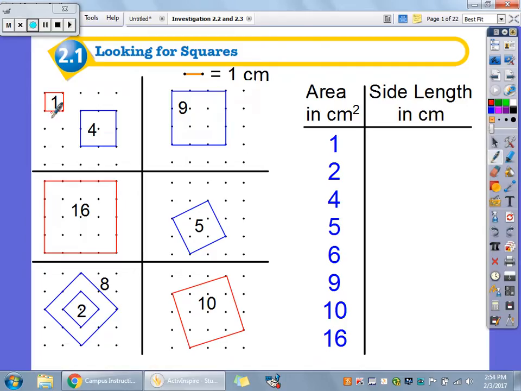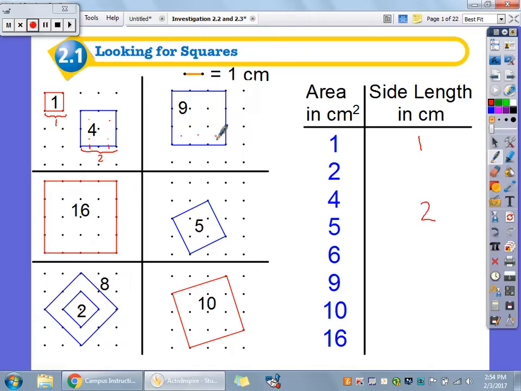If we look at this square here, we know that the area is 1, okay? And if we look at the side length here, the distance is also 1. We look at this one, the area is 4. There are 4 whole blocks that can fit inside this. And if we look at the side length here, there's 1 here, because we're counting the spaces in between the dots. We don't count the dots themselves, we count the spaces between the dots. So we have 1 space here and 1 space here, so the side length is 2.